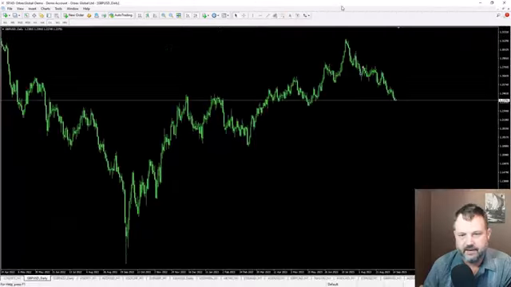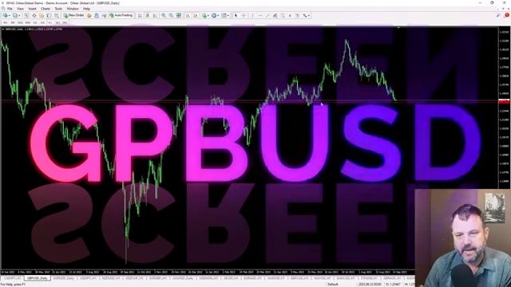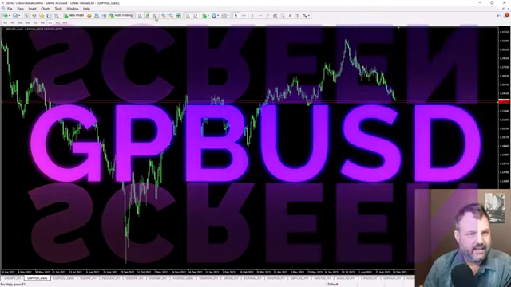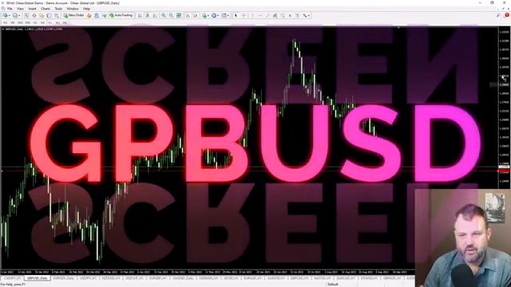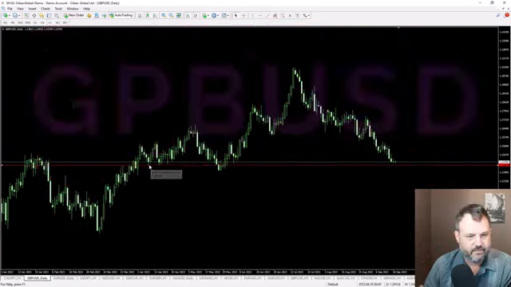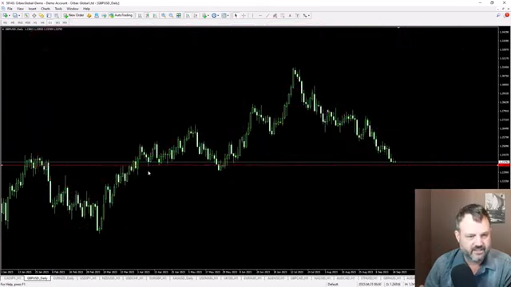Now let's take a look at the currency play. All right. So on the currency side of things, I'm looking at the pound dollar. And you're going to notice here that we've been going down quite a bit. And we're at a pretty nice resistance area. We've got resistance here, here, here, and we're just right about there.